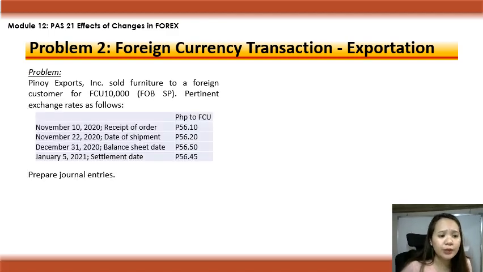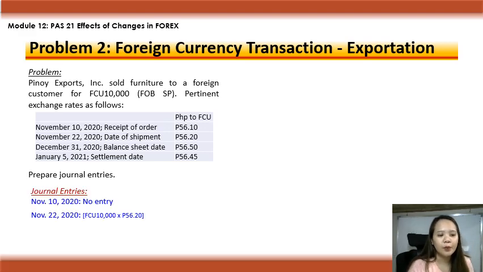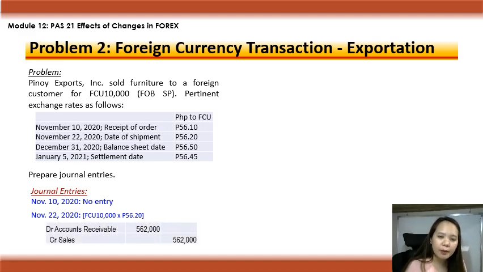Okay, Pinoy exports sold furniture to a foreign customer for 10,000 foreign currency unit. Pertinent exchange rates on November 10, 22, December 31, and January 5 the following year are given. Prepare journal entries. So, journal entry mo nung November 10, naka-receive ka ng order. Technically, wala ka pang transaction nun. So, that's no entry. On November 22, meron kang shipment. Na-ship mo siya. So, ang entry mo kapag may shipment ka, debit to receivable credit sales, equivalent to the transaction rate, which is 56.2.